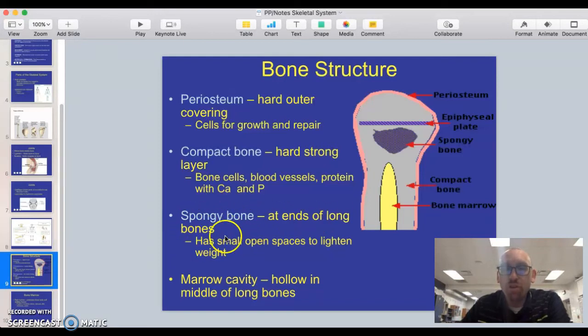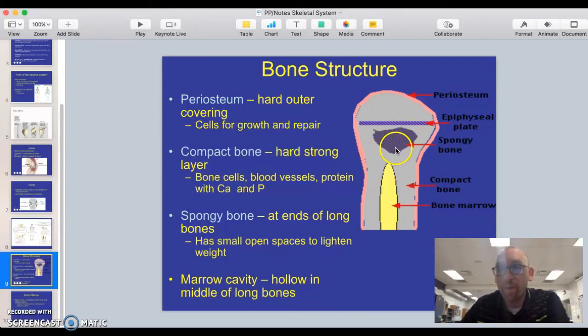The spongy bone is at the ends of the long bones. So at the end of a long bone, you have what's referred to as spongy bone. It has small openings, and it lightens the weight. It's called spongy because it looks like a sponge. It has open air pockets.